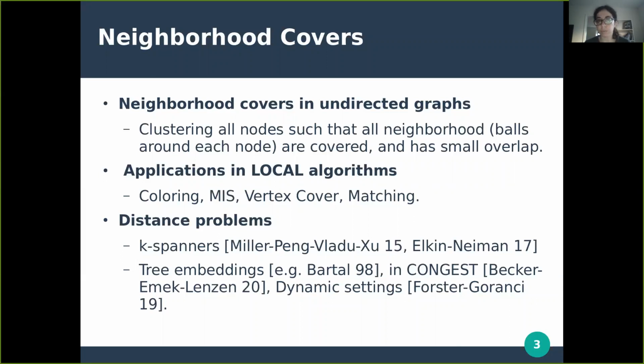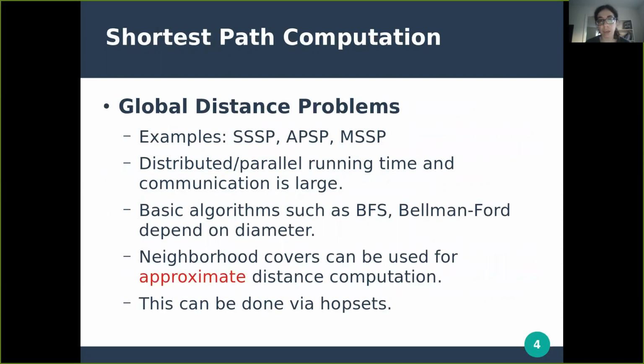They're less studied for distance problems. They are studied for computing k-spanners, and also for computing tree embeddings in various models. But my goal is to talk about more global distance problems, such as single source shortest paths, all-pair shortest paths, multi-source shortest paths.